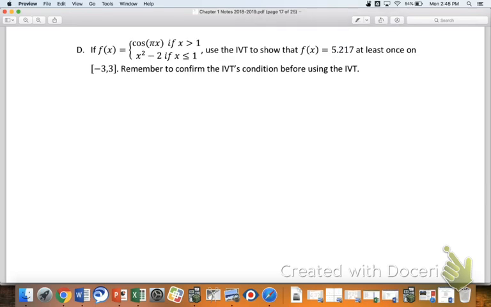It gives you a piecewise function here, a piecewise graph. And it says f of x equals that graph right there. Use the IVT to show that f of x equals 5.217 at least once on the interval -3 to 3. Remember to confirm the IVT's condition before you use the IVT. Surprisingly enough, I think that this can definitely be done without a calculator, and I would encourage you to do so. But before you do anything with the IVT or plugging anything in, we need to confirm the condition.